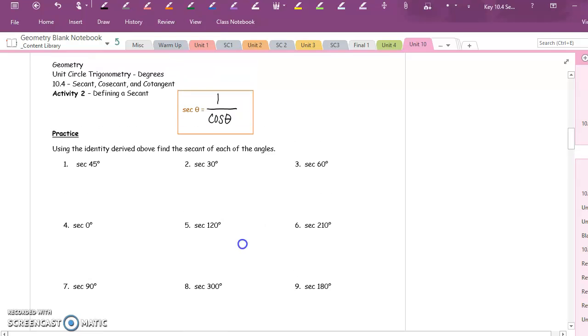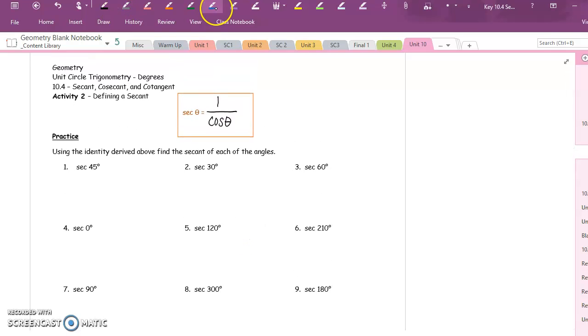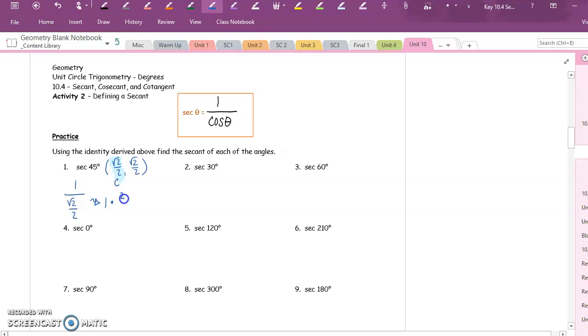And again, you can practice these on your own. So starting with 45 degrees. We can go ahead and look at our left hand, put down our middle finger, and it's square root 2 over 2, comma, square root 2 over 2. Secant is 1 over cosine. So we're always going to be looking at the very first of the ordered pairs. So for secant, we're going to put 1 divided by square root 2 over 2. So we're going to keep the top and flip the bottom.